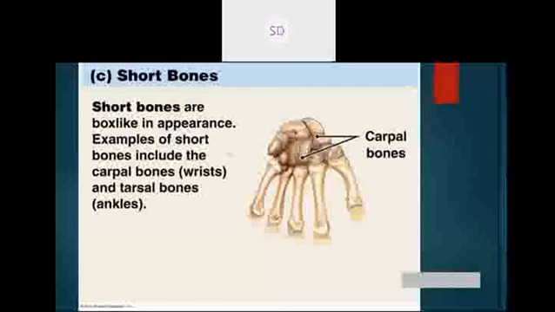The examples of short bones are the wrist bones and the tarsal bones. Tarsal bones you will find in your ankles. Do you know where your ankles are? Okay, in that part you will see them.